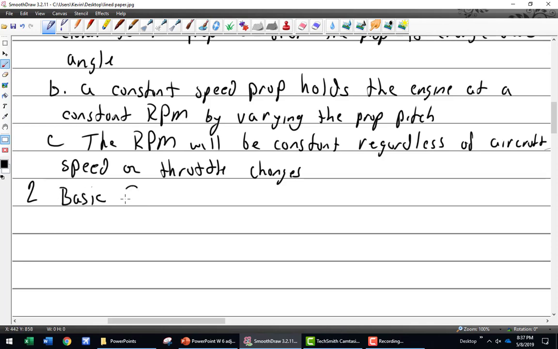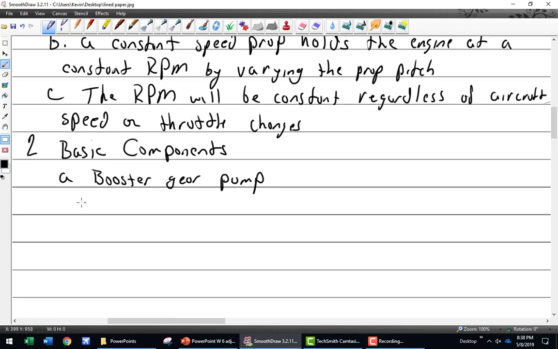Talk about basic components. All right, so we have the booster gear pump. What kind of pump is that? Constant displacement. What kind of constant displacement? Gear type. All right.